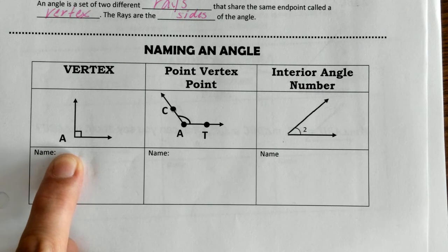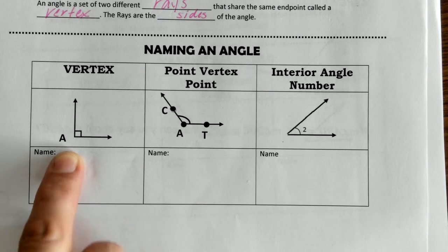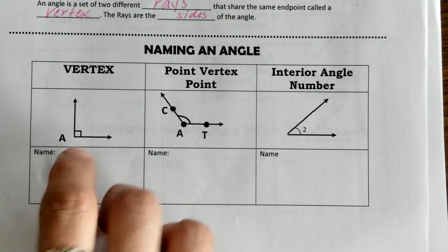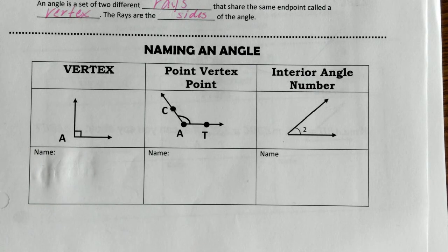Now, this can only happen under one circumstance, and that's if there's only one angle there, which we'll talk about when we go to the back side of this page. Here, how many angles do we see? One. So we can call it just by that vertex letter if it's there.